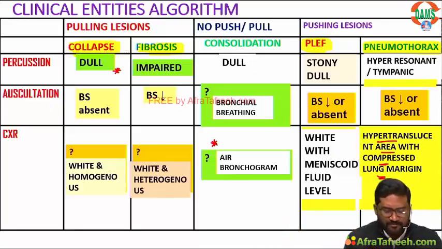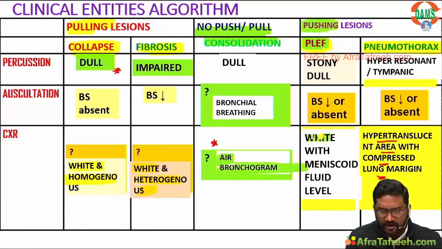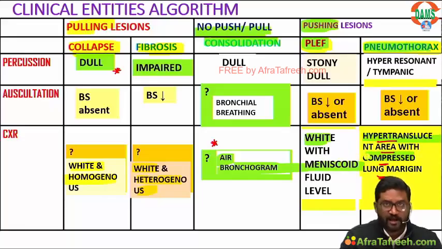So collapse, if you are coming across, it is a pulling lesion. Think of white homogeneous abnormality. Fibrosis, pull, white heterogeneous abnormality. Then consolidation, no push, no pull. What you should see is air bronchogram. Pleural effusion is a pushing lesion, white with meniscoid fluid level. Pneumothorax, hypertranslucent area with compressed lung margin.